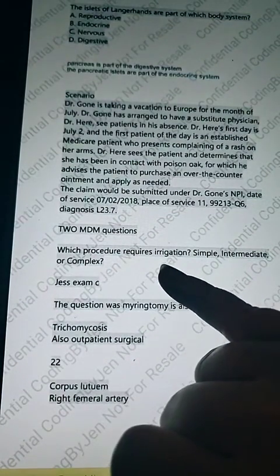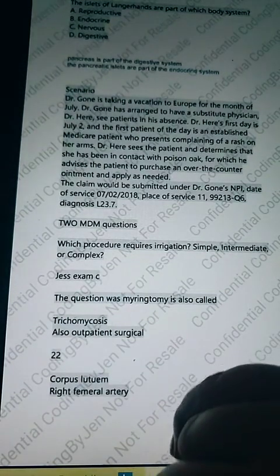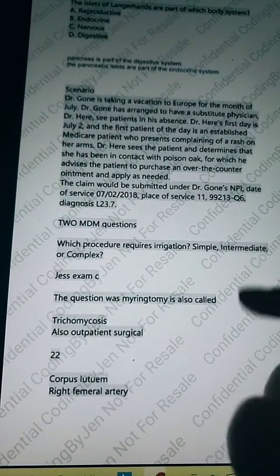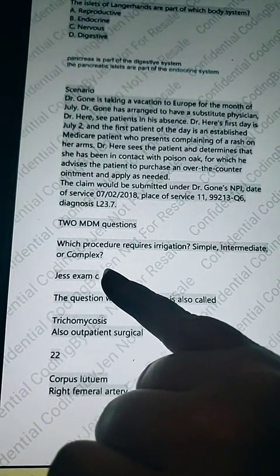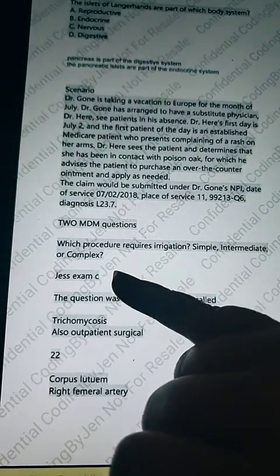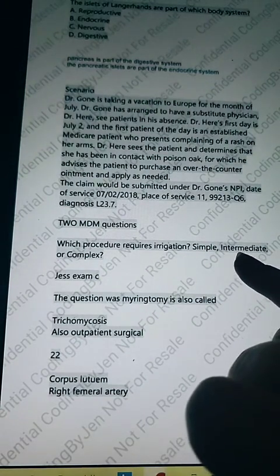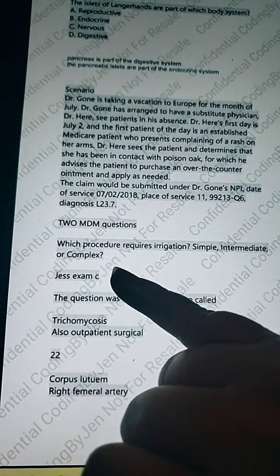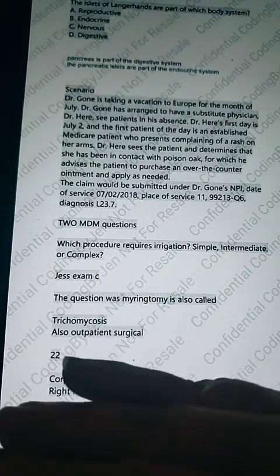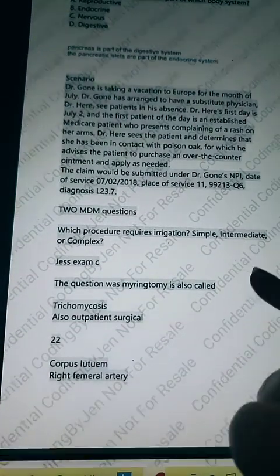Which procedure requires irrigation? Is it simple, intermediate, or complex? In case you didn't know, it is intermediate. Complex is where you're usually harvesting skin tissue from another healthy area and putting it into an unhealthy area. Well, you wouldn't do that if there was something that you needed to irrigate. You would let it heal somewhat and then bring them back and put in the fresh tissue once you've got all the infection gone. It's not complex. The answer should be intermediate, just in case you needed to know.